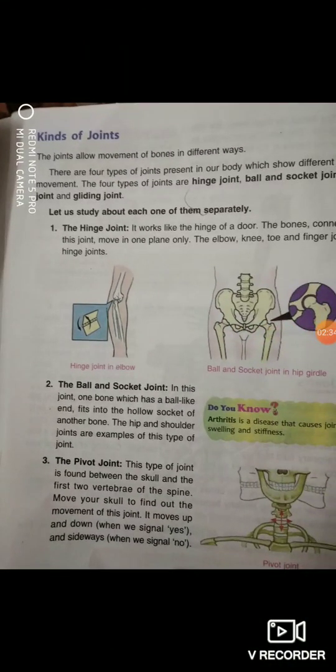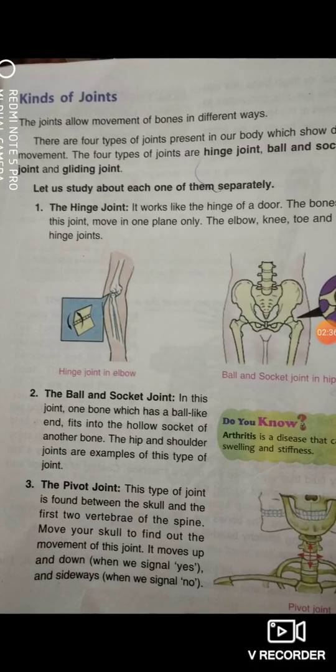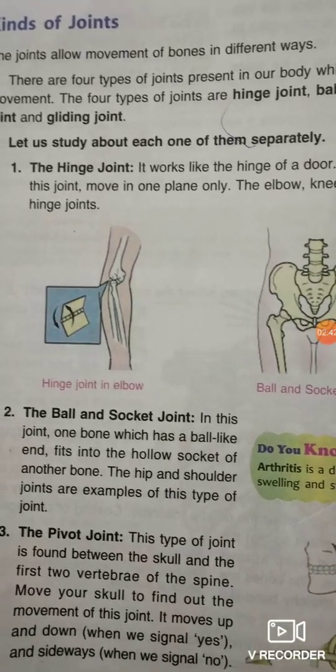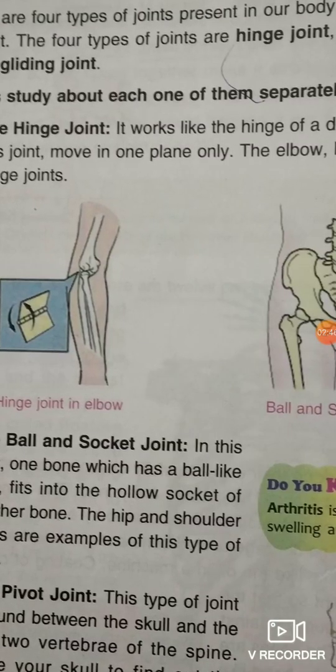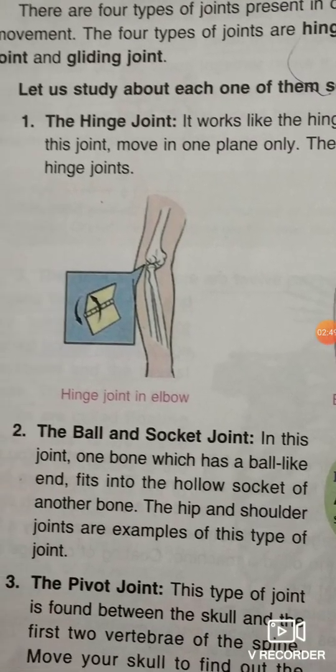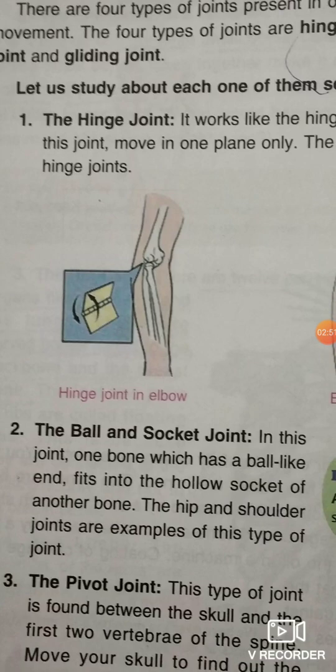And now come to the types of joints. There are 4 types of joints. Number 1 is the hinge joint. See in the diagram, this is a hinge joint. It acts like a hinge, as in a door. Have you seen the door? Okay, in the door, which type of joint is there? That is the hinge. You see the door, there is a hinge.